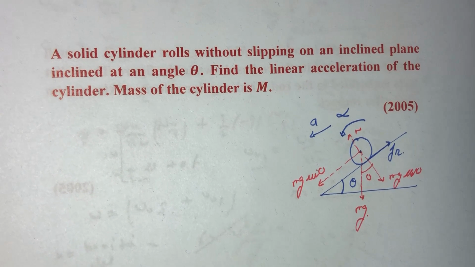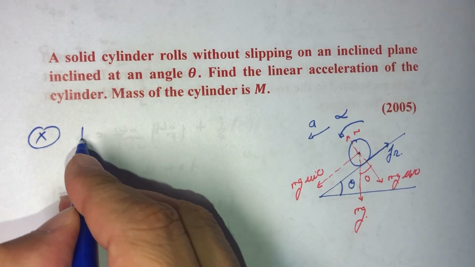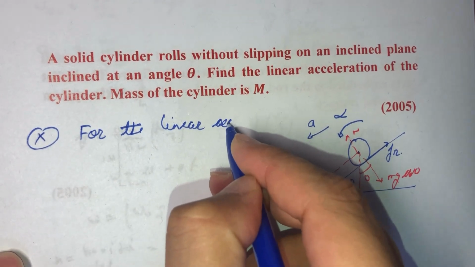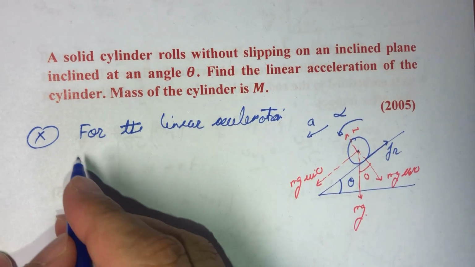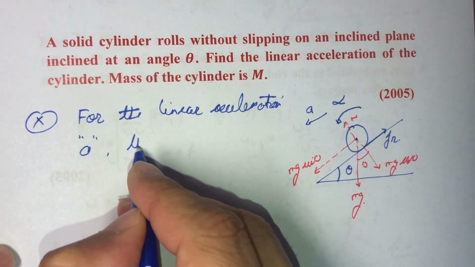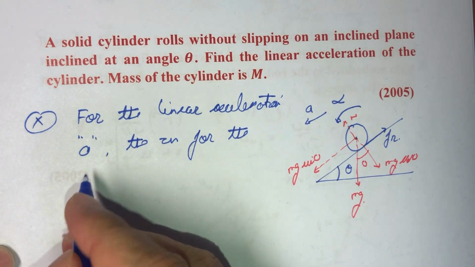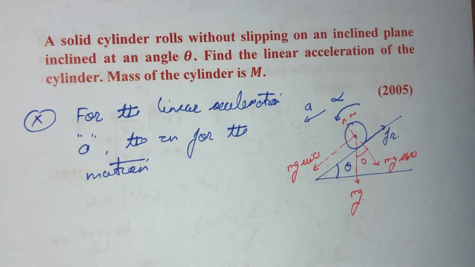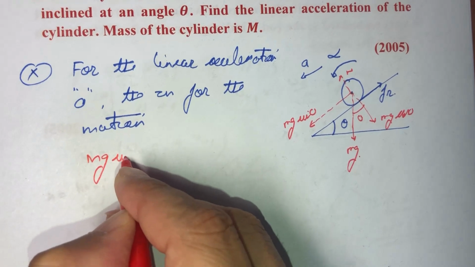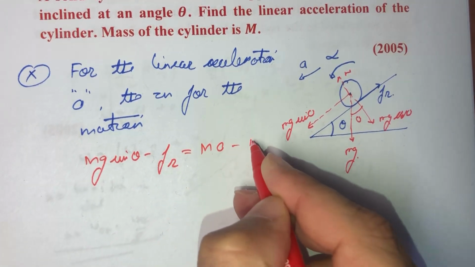So we can write the equation for the motion for the linear acceleration A, and it can be written as mg sine of theta minus force of friction, and that will be m multiplied by A. Let this be equation number 1.